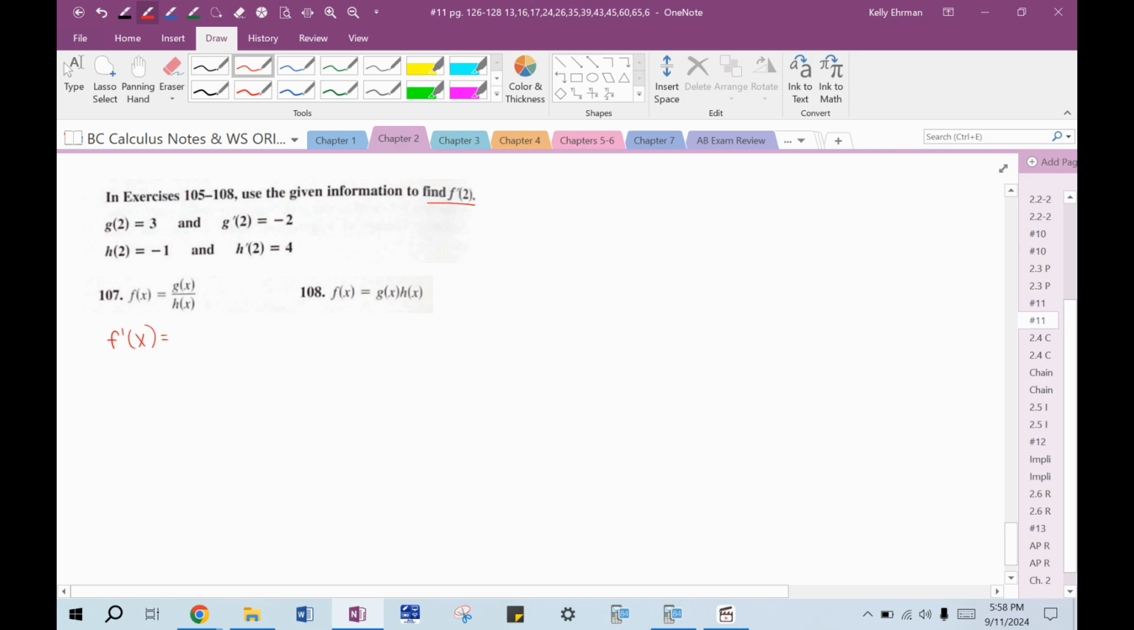So it's still the same little rhyme that we have, low d high minus high d low, but just apply these functions. So low d high, the derivative of the top, would be g prime of x, minus high d low, all over low low, h of x squared. I'm using brackets just to distinguish what I have there. And then we want f prime of 2. So put 2 in for all of those inputs.